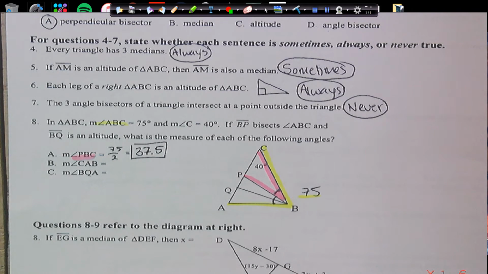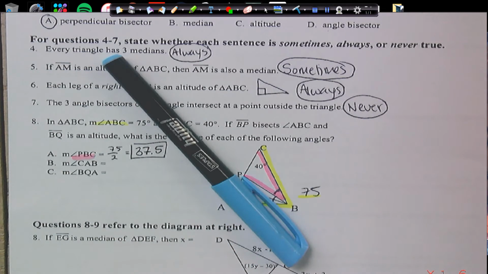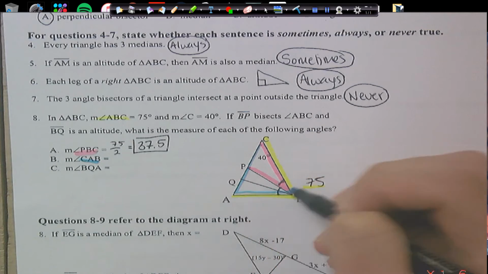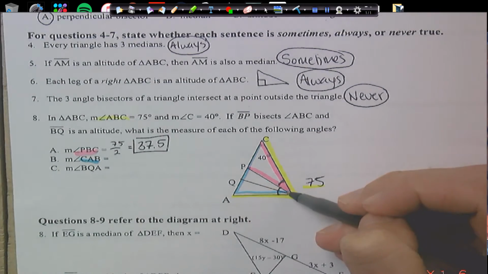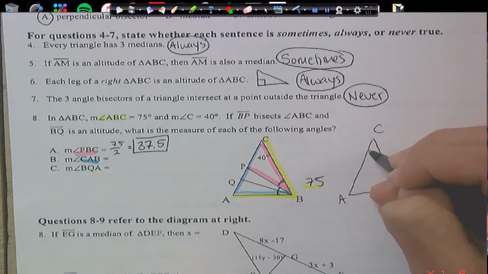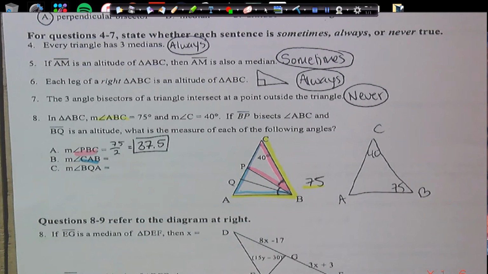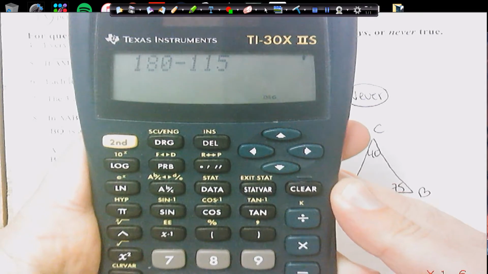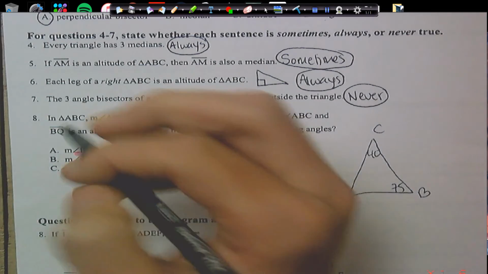Next, CAB. Okay, let's find CAB. So CAB is this angle right over here. And, well, if we know this is 75, that's 40, we can find this angle. I'm going to draw a quick sketch over here. CBA was 75, C was 40. We can calculate this by using our trusty, rusty triangle angle sum theorem. So I'm going to do 40 plus 75. So I get 115, and I'm going to do 180 minus 115, and we get 65.